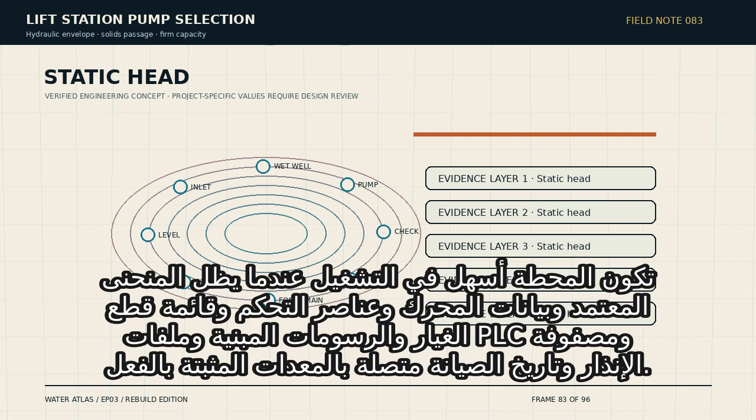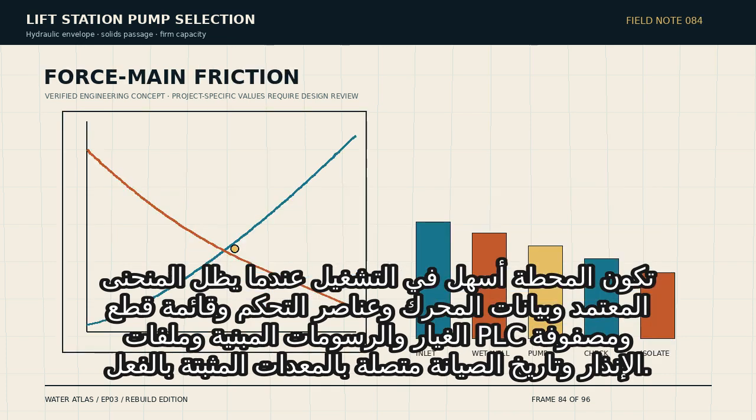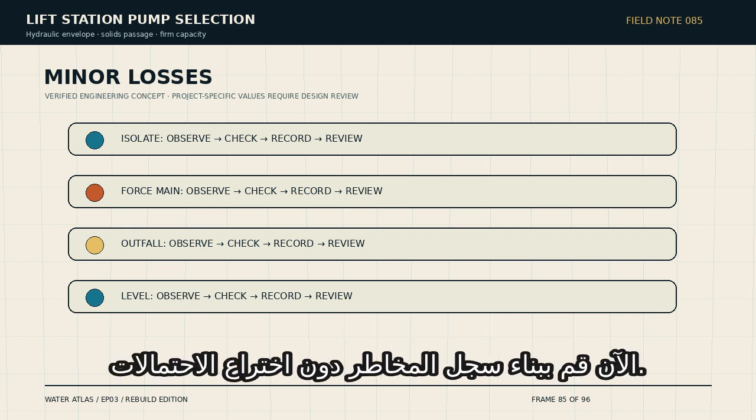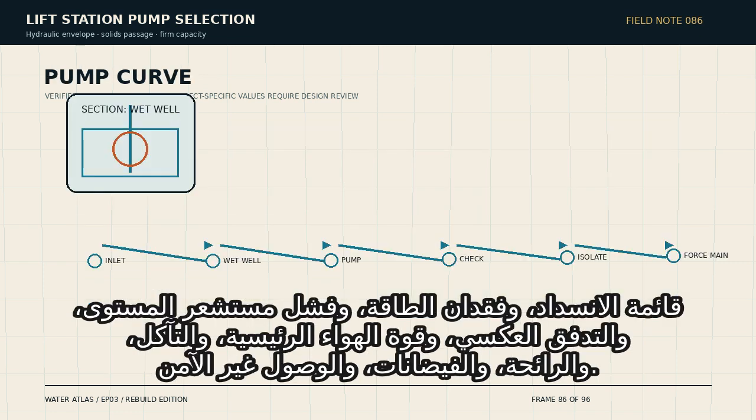Now build the risk register without inventing probabilities. List blockage, power loss, level sensor failure, reverse flow, force main air, corrosion, odor, flooding, and unsafe access. For each hazard, record the consequence, the detection method, the barrier, the responsible owner, and the evidence that the barrier was tested.